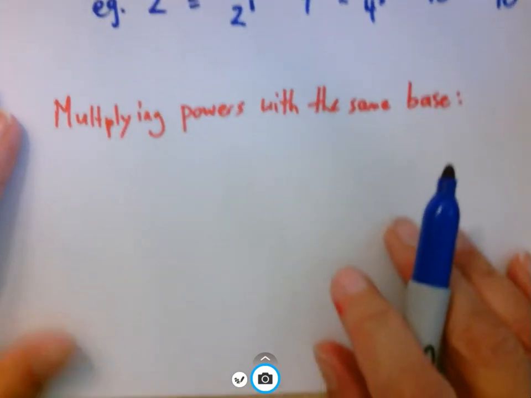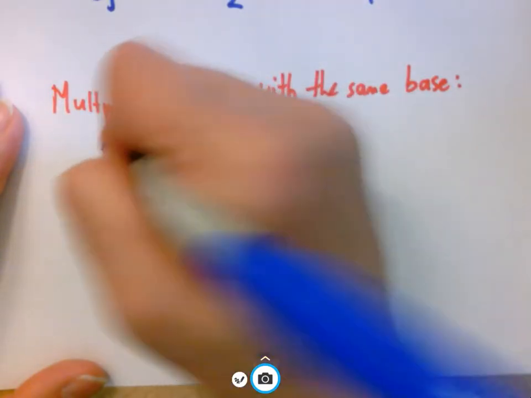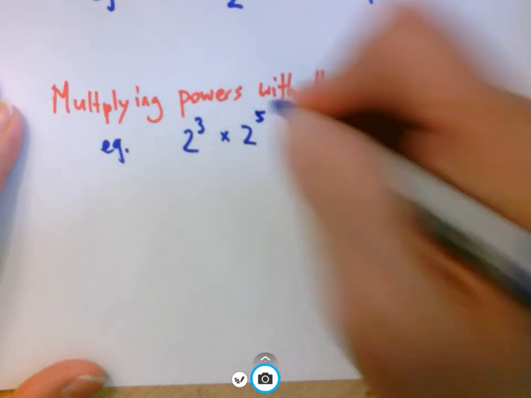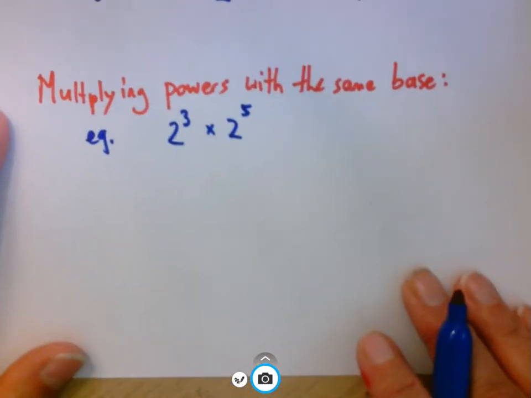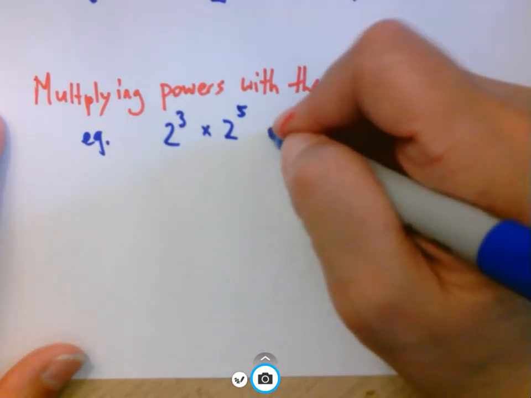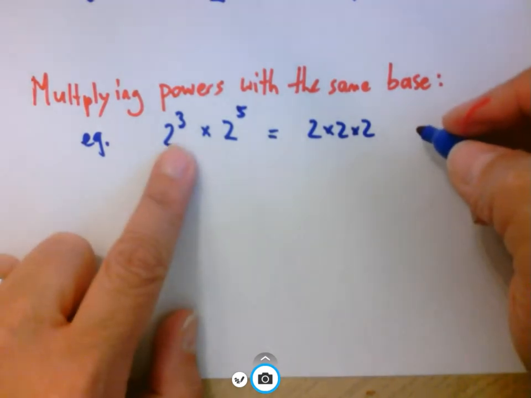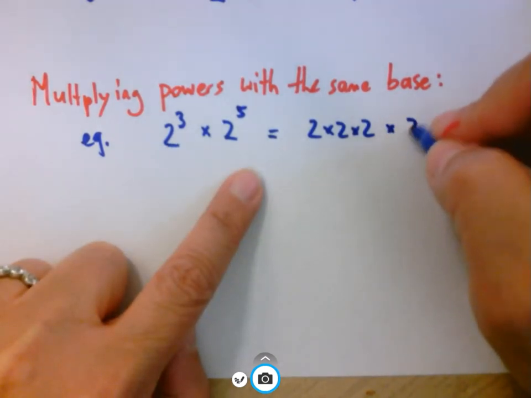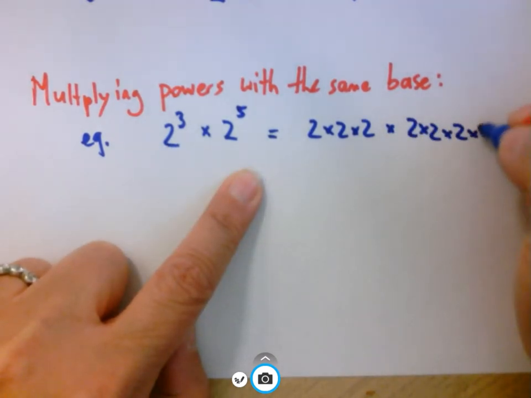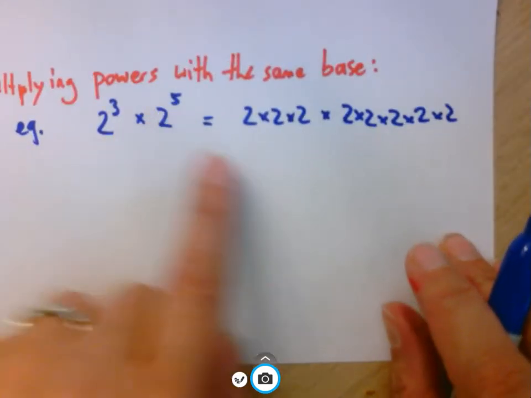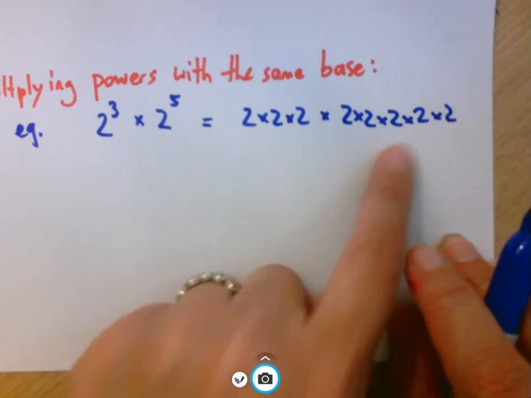So that means, let's do an example. If I have 2 cubed times 2 to the exponent 5, then if I expand it, that's 2 times 2 times 2 for the cube, times 2 times 2 times 2 times 2 times 2 for the 2 to the exponent 5, right? 2 to the exponent 3 times 2 to the exponent 5.